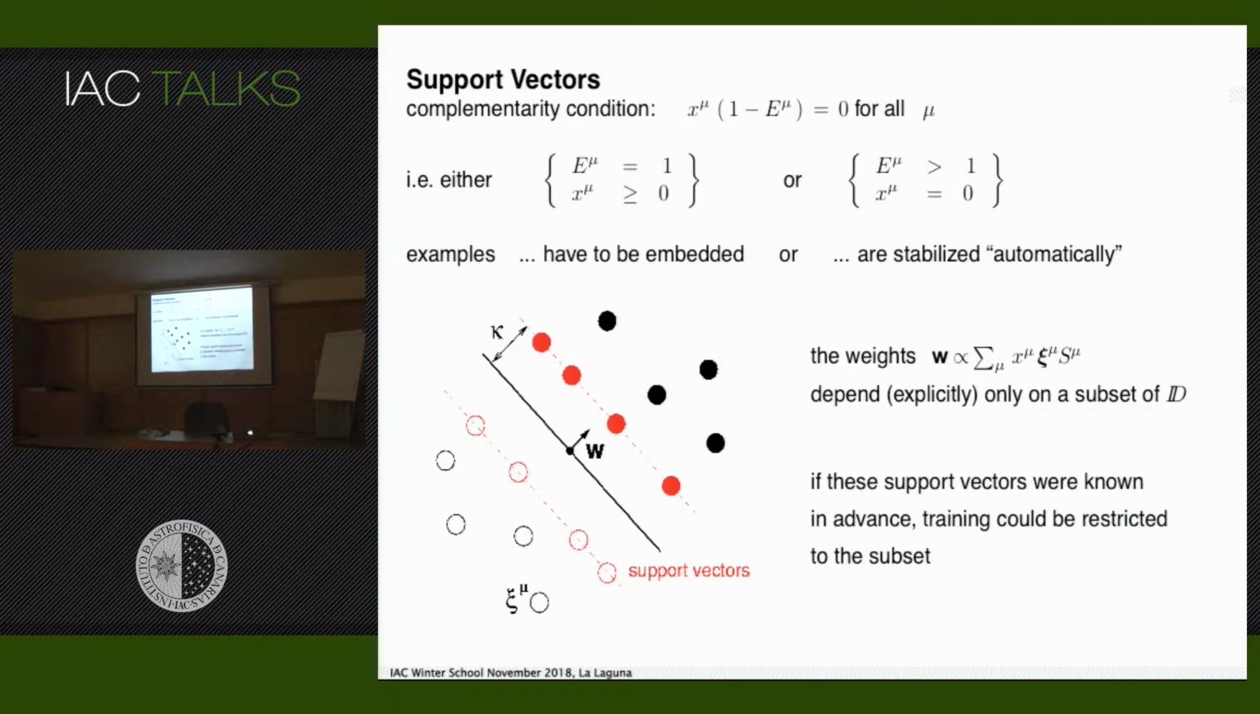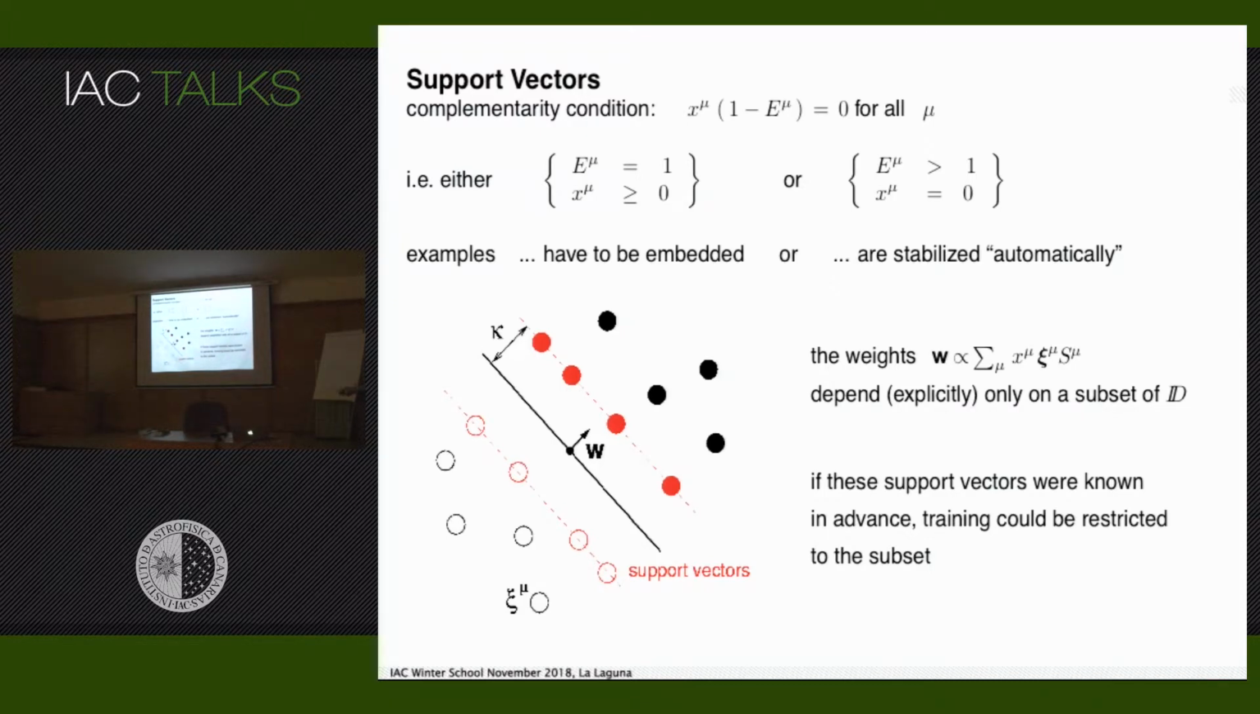That's great. Now the complementarity, I come back to the complementarity. That's the key property that the Kuhn-Tucker theorem tells us. It tells us that either x mu is 0 or e mu is 1. So we have either e mu equals 1 and x mu is non-negative, or e mu is larger than 1 and x mu is 0. That's the two options that we have to satisfy these conditions.